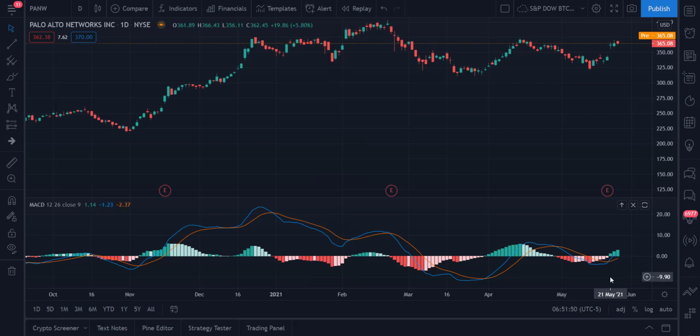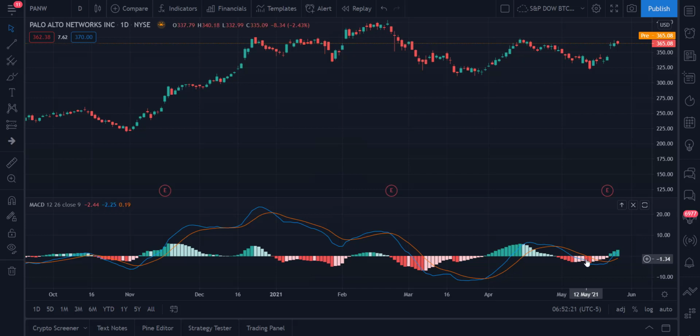It gives a little different view of similar information, but I like to see a crossover, and then I want to see it cross the zero line. This is the zero line here. When both the MACD and the signal line are below it, you'll see red bars. And then when it starts to head back higher, you'll see green bars, showing you the difference between these two.